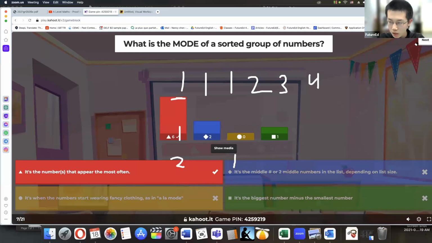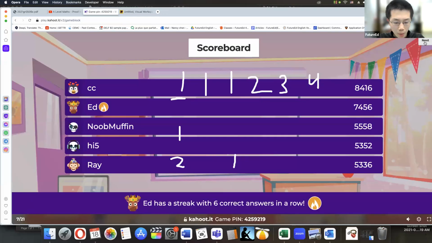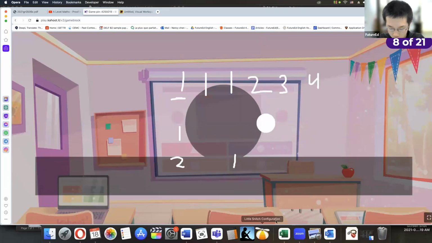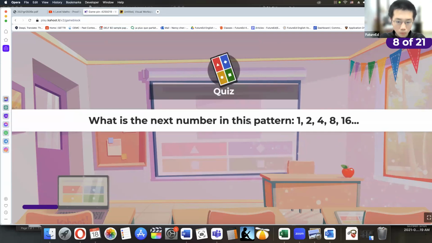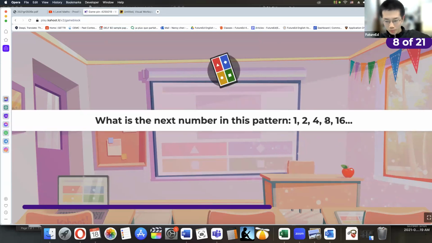I think this is the last statistics related question. So maybe I might be wrong, but we'll see what's next. I'll clear the screen. Patterns.